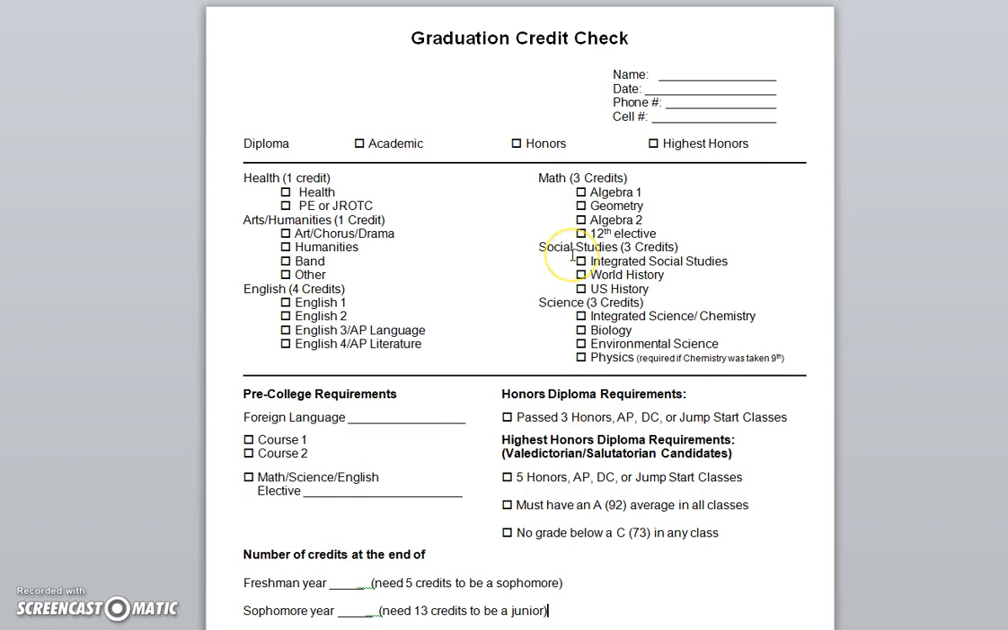You have Social Studies. The same thing goes for that. Freshman year, Integrated Social Studies, World History sophomore year, U.S. History your junior year. And then Science, you're going to want to check all those boxes that apply there. But you only have to have 3 credits in science. Some of you may have more than 3, and that's perfectly fine too.